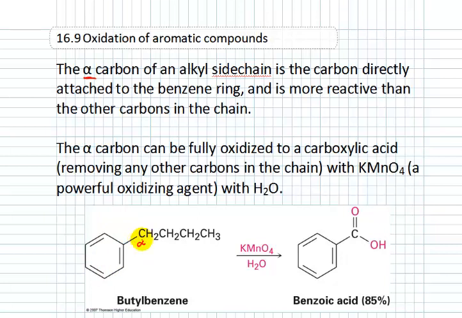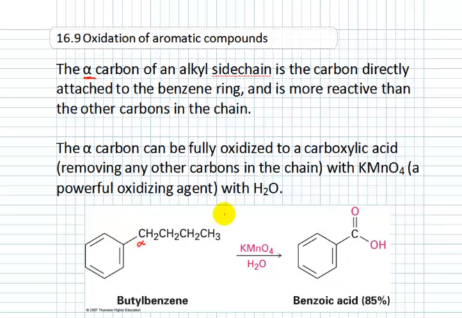So the alpha carbon is more reactive than other carbons in the chain for a lot of reasons. First of all, because it is in conjugation with the double bonds in the ring. So any kind of reactive intermediate we have on that alpha carbon, whether it's a carbocation or a radical or an anion, can be spread throughout the ring by resonance. Let's start by talking about oxidation of those compounds.